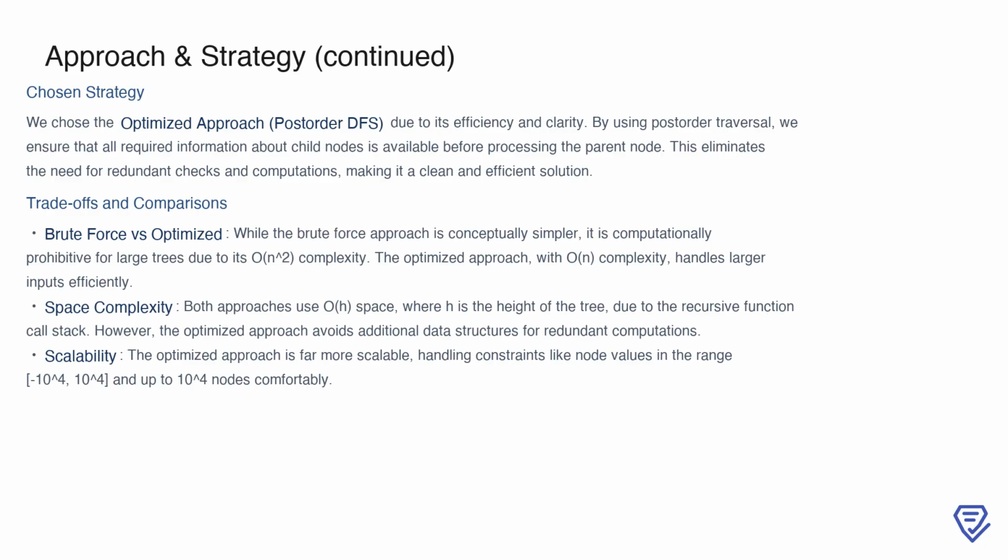In contrast, the optimized approach operates in O(n) time, allowing it to scale effectively to handle constraints like node values in the range of -10,000 to 10,000 in trees with up to 10,000 nodes. Both methods share the same O(h) space complexity, where h is the height of the tree, since they rely on recursion. However, the optimized approach is significantly more scalable and avoids the need for additional data structures to handle redundant computations, making it the clear choice for this problem.